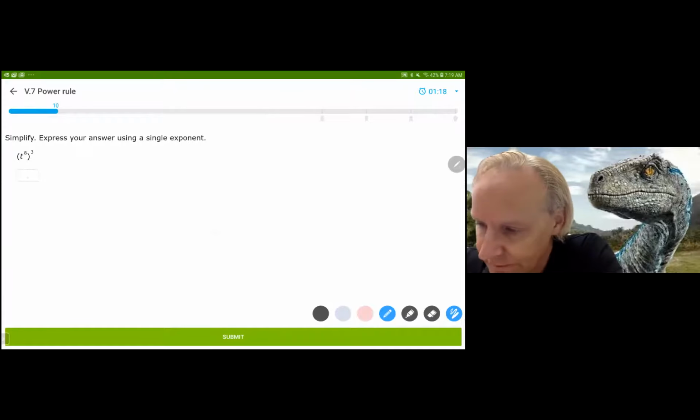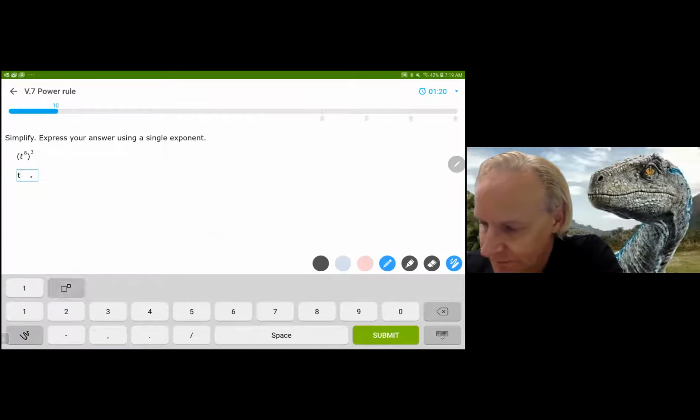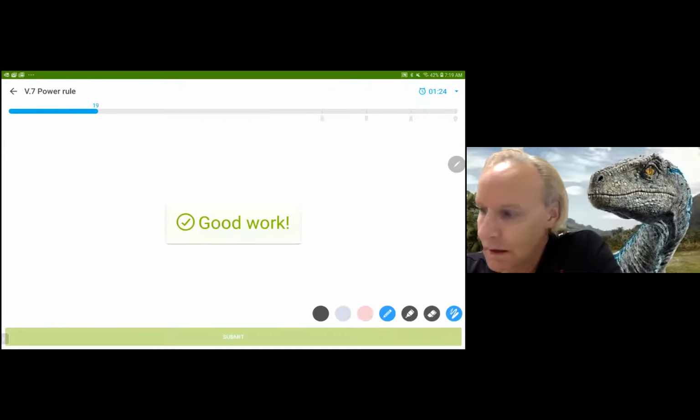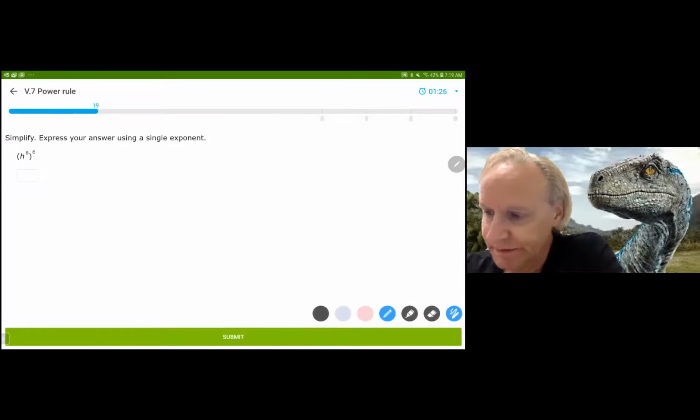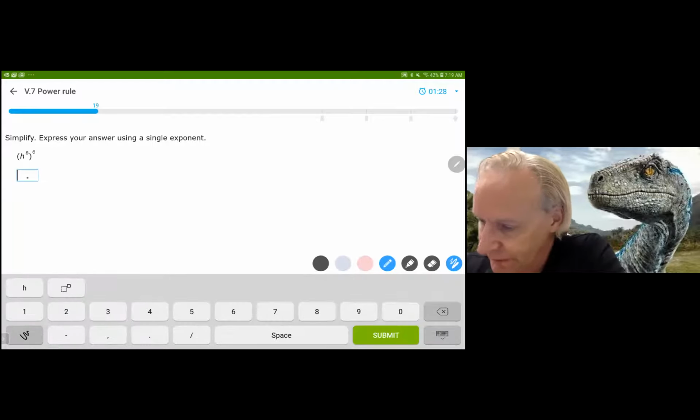This one is t to the 24th. Of course, it helps if you know your multiplication tables. And I don't want to spend a lot of time on these easy ones. This is h to the 48th.